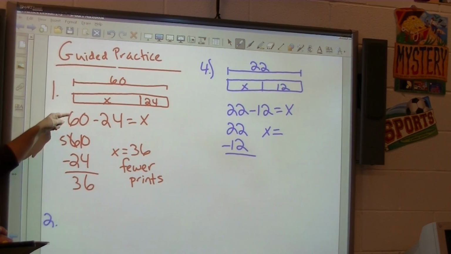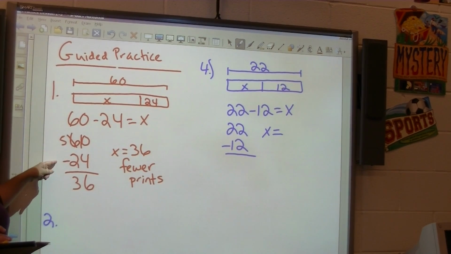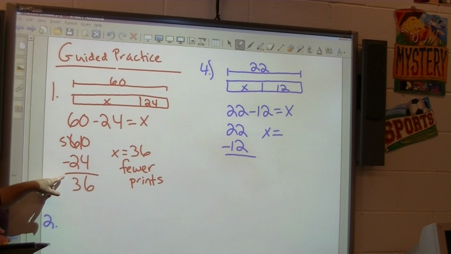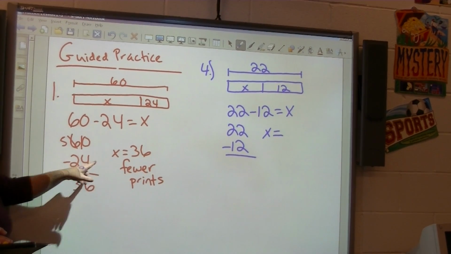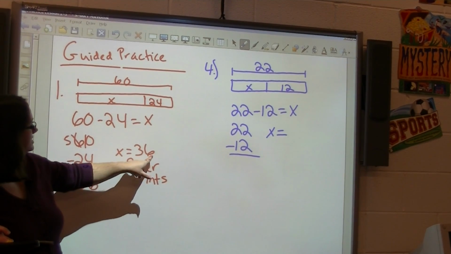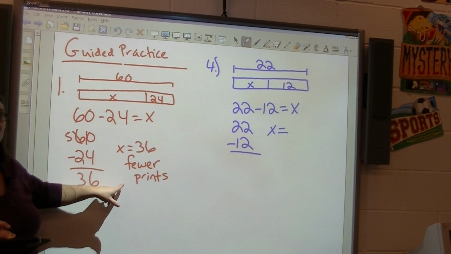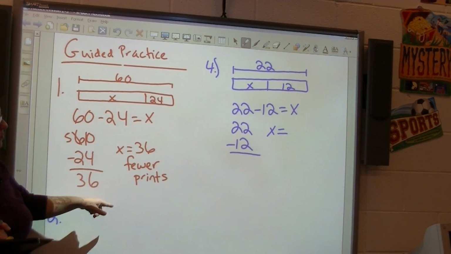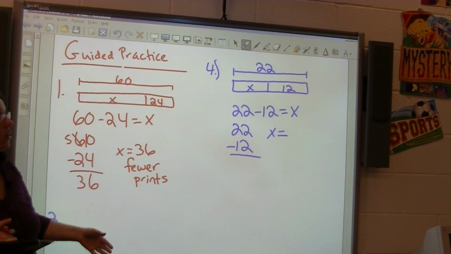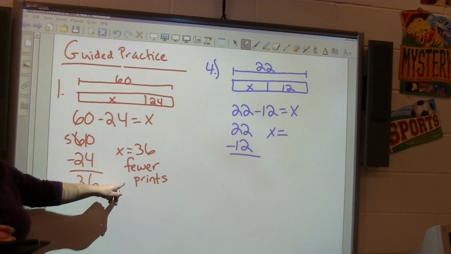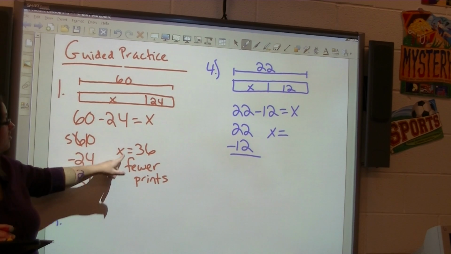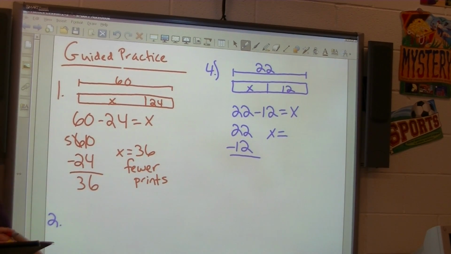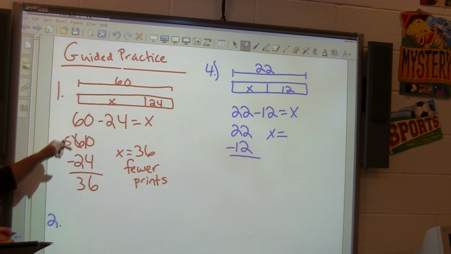So go ahead and line up your numbers. 60 minus 24 here, you will see equals 36. So X is going to equal 36 fewer prints. Do you see how we have a label here, 5th grade? Again, remember, in all our word problems, we want to know what are they talking about. What were you talking about here? We're talking about prints, which are pictures. So make sure that is included in your answer. Okay, take a minute to get that copied down.